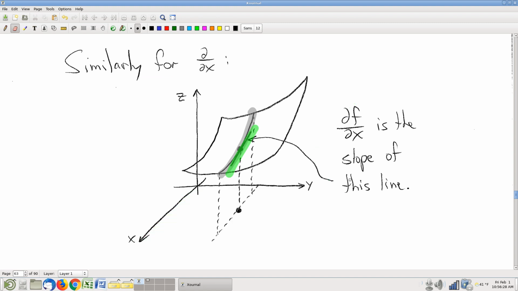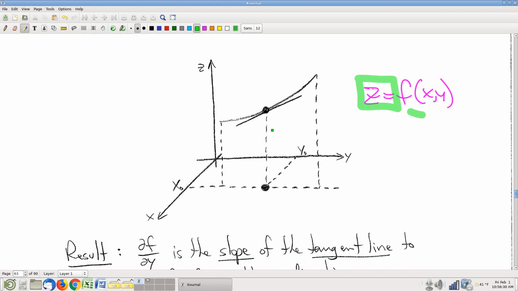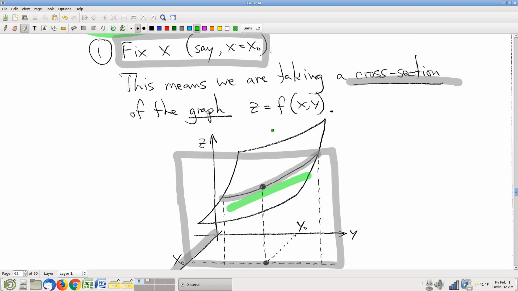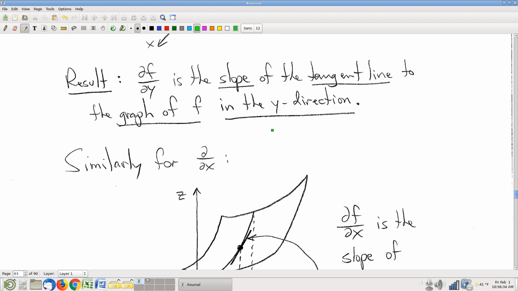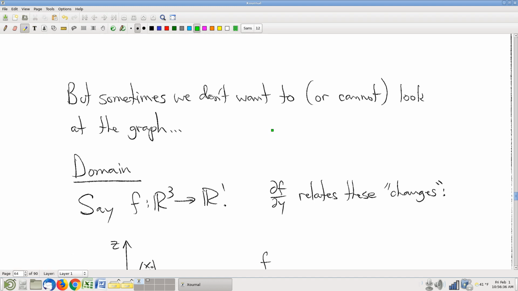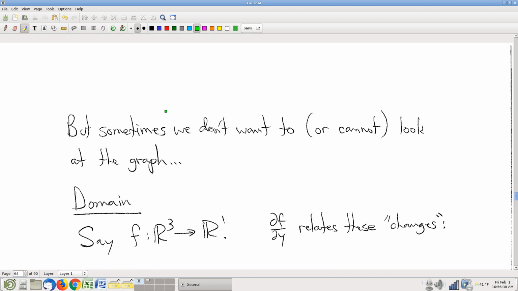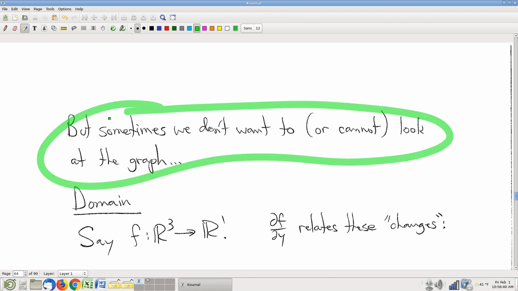Okay. All right. Totally analogous to this analysis here. Now, reminder, we're not always looking at graphs. We're often not looking at graphs, right? So I've given you a geometric interpretation of the partial derivative in the graph context, and that's nice.